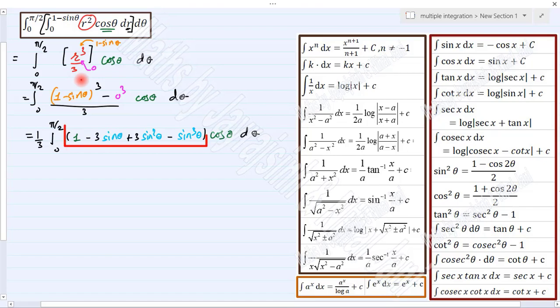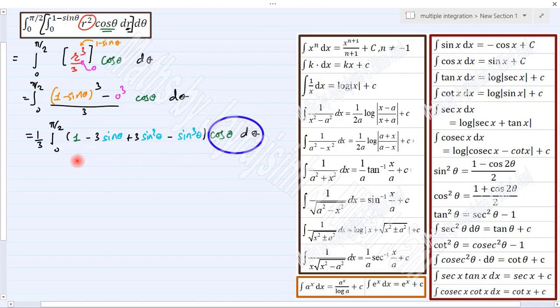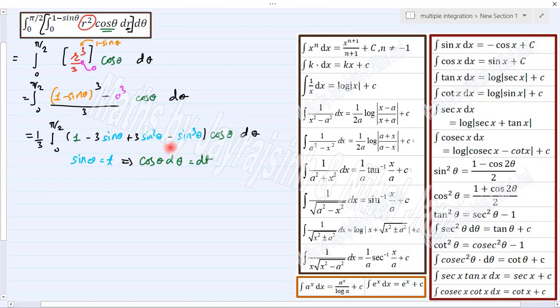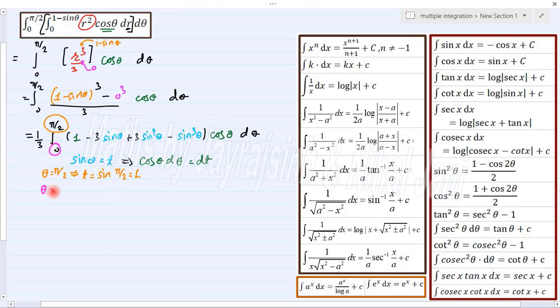Here we have a function of sin theta and cos theta with the multiplication of d theta. So let's assume sin theta is equal to t, and if we differentiate both sides we will get cos theta d theta is equal to dt. Now we have to change the limit. Theta is equal to pi by 2, so we will get t is equal to sin pi by 2, or we can say 1, and your lower limit is 0. So for theta equal to 0, t will be sin 0, which is nothing but 0.